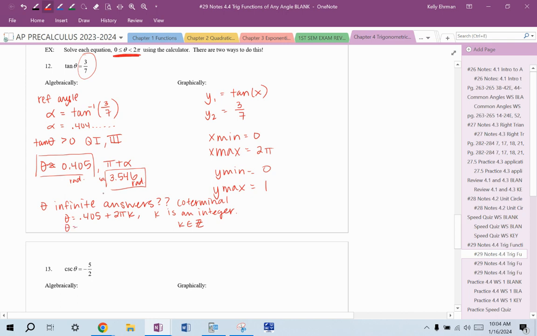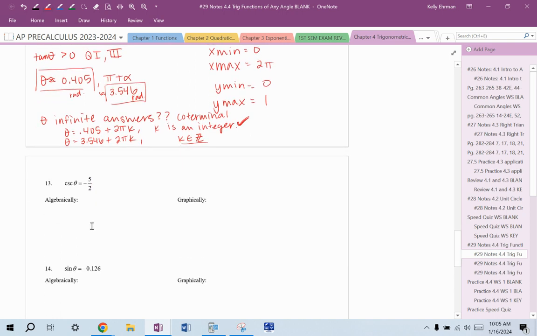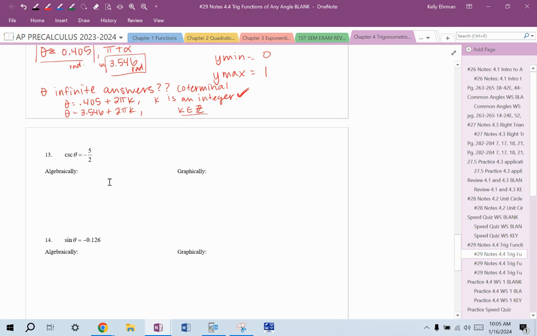The other answer would have been 3.546. And again, add 2 pi k. You have to say k is an integer, either in words, which is what the AP test will do for multiple choice answers, or you can use this notation. That's okay too. But you have to say something. A lot of our AP questions will want infinite answers instead of just within one circle, but they will do both.